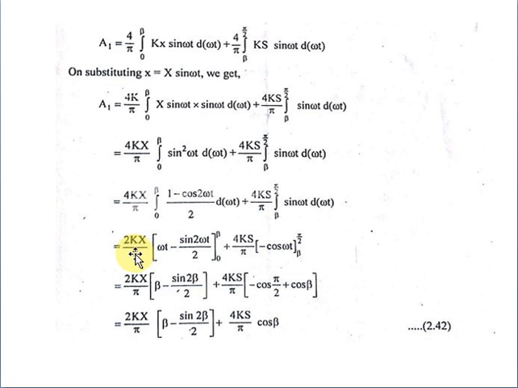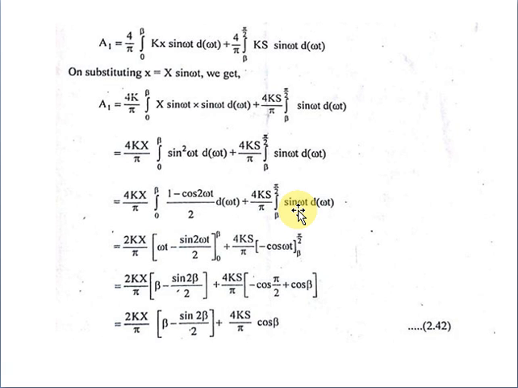Then we do the integration. Therefore, 2kX by pi into omega t minus sin 2 omega t by 2, that is, the integral of cos 2 omega t is sin 2 omega t by 2, from 0 to beta, plus 4ks by pi into the integral of sin omega t, which is minus cos omega t, from beta to pi by 2.